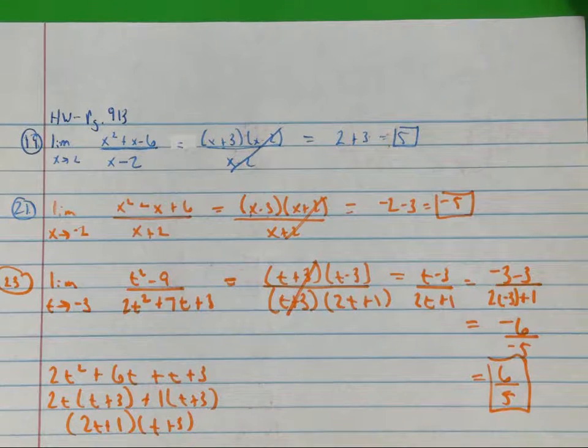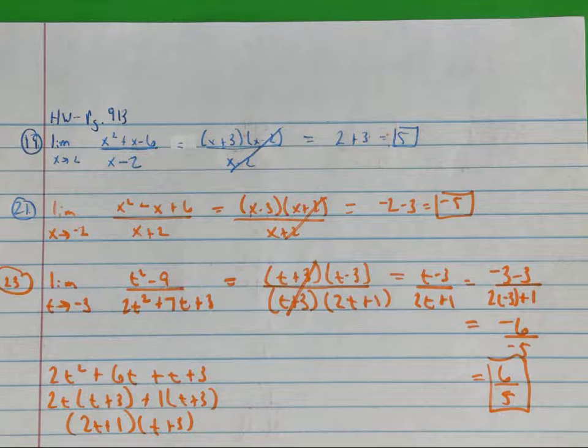So your homework from your book, page 913. Number 19. Try direct substitution first. Well, if I plug 2 in, 2 minus 2 gives me 0 in the denominator. So I have to do another toolkit strategy. I'm going to factor. Cross them out, then apply direct substitution. 2 plus 3 is 5.